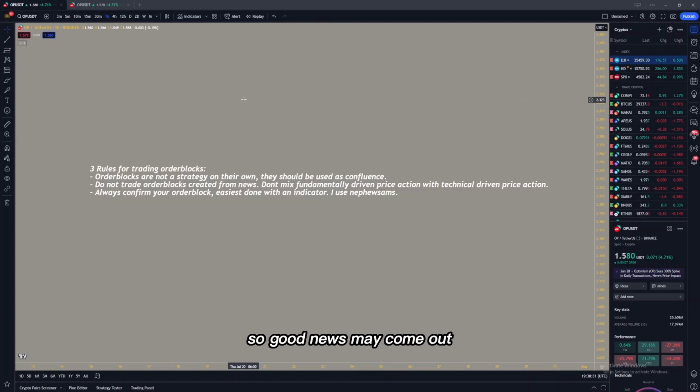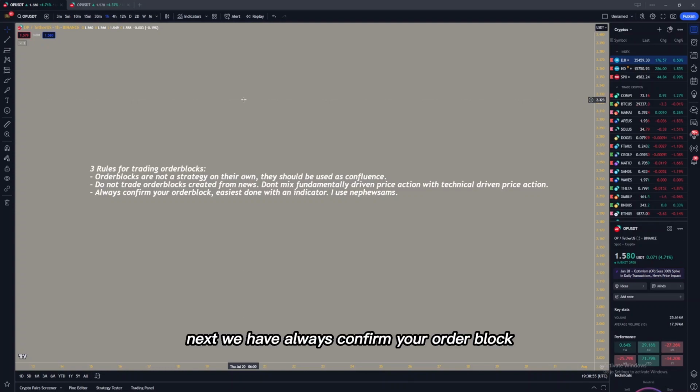So good news may come out, we may see a huge pump, and from that pump you may see an order block. Now just because there's an order block there doesn't mean that is real. That is not a real order block because it's not technically driven, it's all fundamentally driven. We always want to trade when there's no news and just pure technical price action.